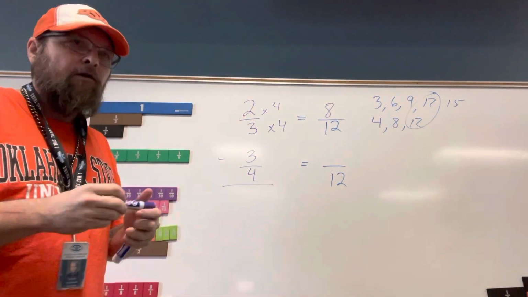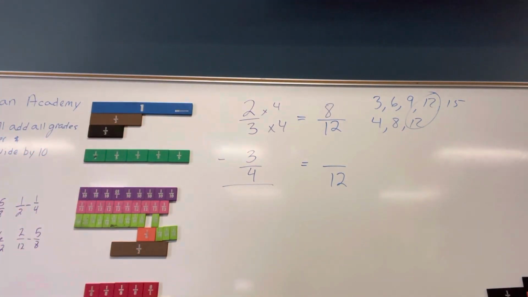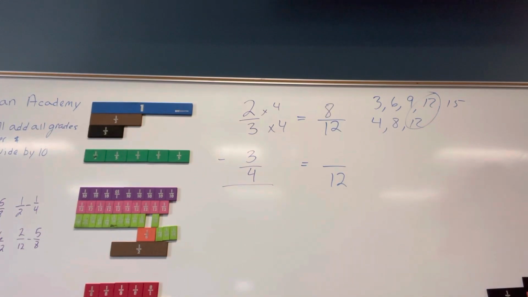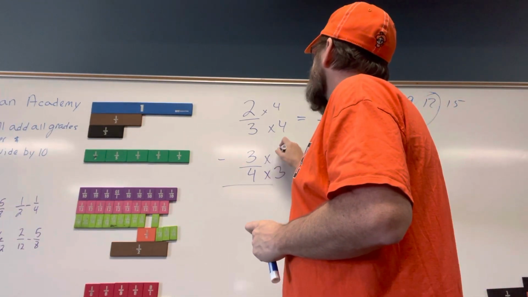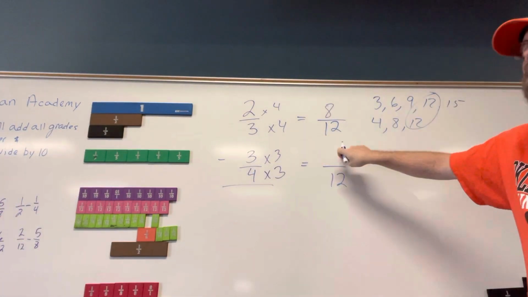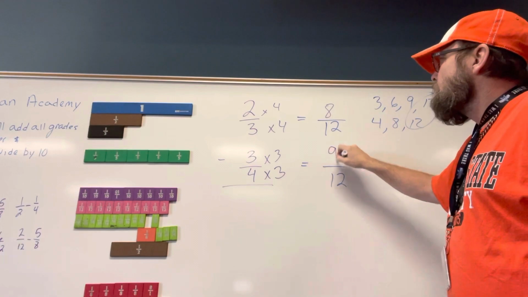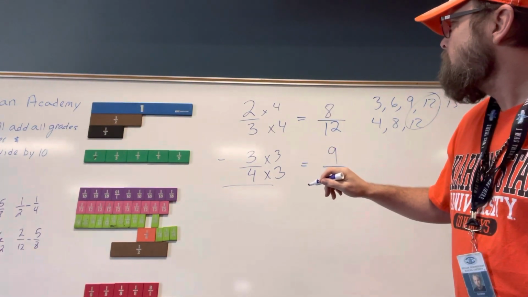Okay, now I have to figure out the other fraction. What do I multiply by 4 to get 12? 3. If I multiply my denominator by 3, I must also multiply my numerator by 3. So Chloe, what goes here? 9.